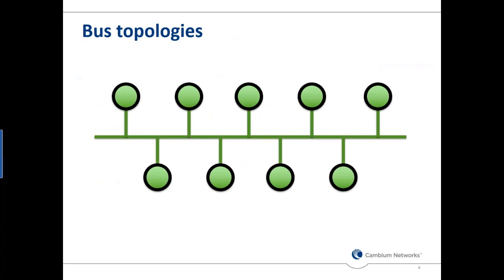So in all of these diagrams, basically the green lines are the network infrastructure, and then the green circles with the black outlines are end devices. So think of the top circles as, for instance, desktop computers, and maybe the bottom ones are smartphones, and then they're all connected together by this green network topology, essentially.